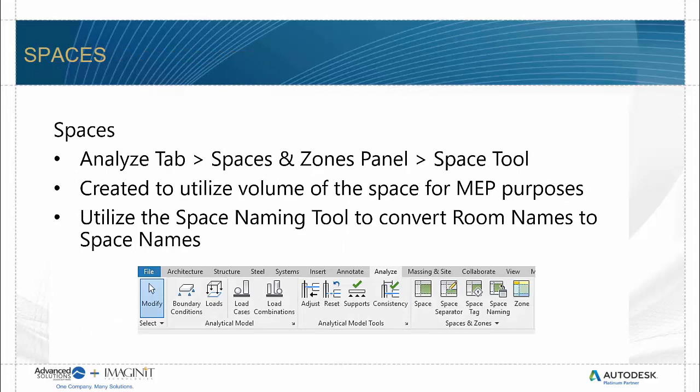So the first thing that we'll look at is converting rooms to spaces. If we go to our Analyze tab and our Space and Zones panel, we have a space tool that we can go in and we can place spaces into the model that we have linked in that we're using from the architect. From that, we can get different volume.